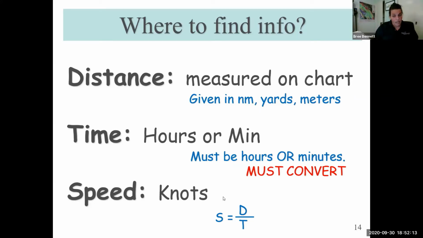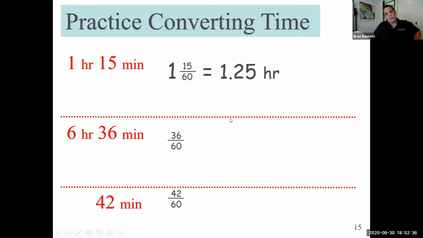Our formula for knots, again, is speed equals distance over time, just like miles per hour, your nautical miles per hour, just like on the highway. We just call it a fancy name of knots. So let's practice our time conversion. So this is going to be our next. We have a couple examples here.